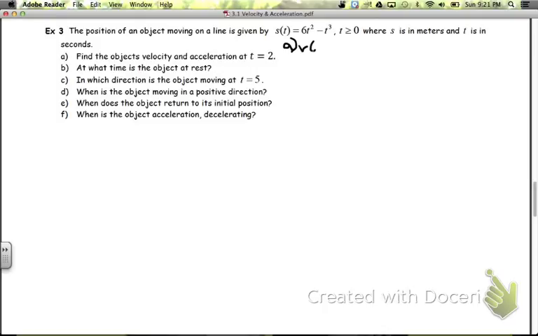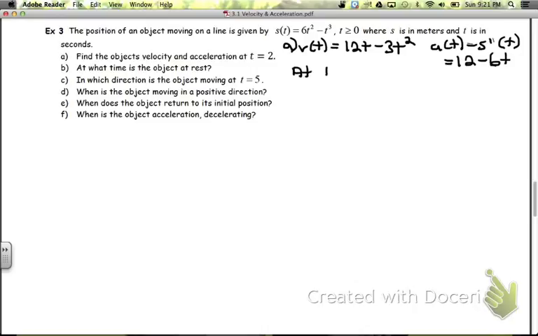So our velocity will be equal to 12t minus 3t squared. And if we're talking about our acceleration, remember, it is just equal to the double prime of t, which is just the derivative of our velocity. So that will just be equal to 12 minus 6t.